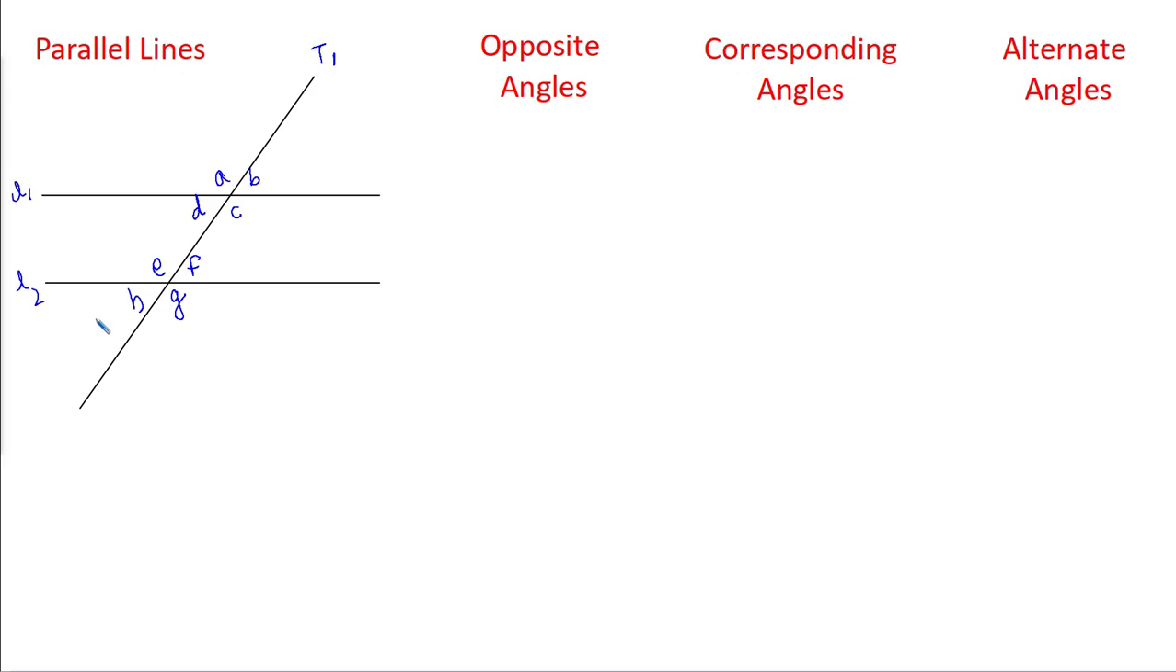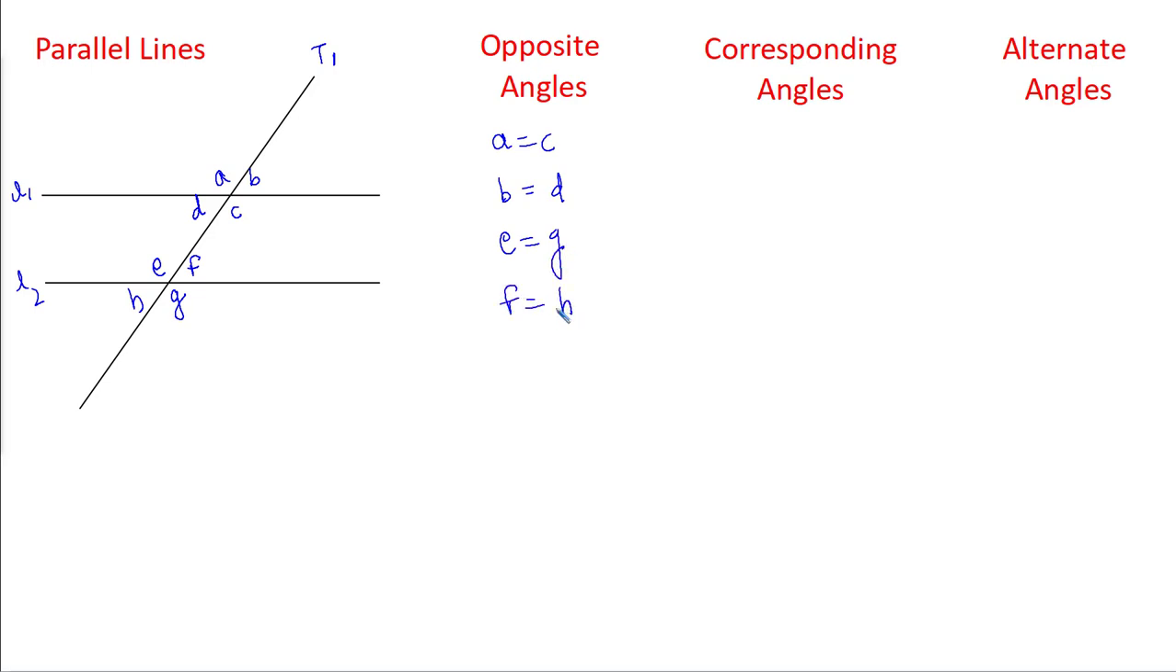Okay everyone, so there are three types of angles. First is opposite angles. Opposite angles are the angles which we saw in intersecting lines. So over here, can I say that angle A is equal to angle C? Angle B is equal to angle D, then angle E is equal to angle G, and angle F is equal to angle H.